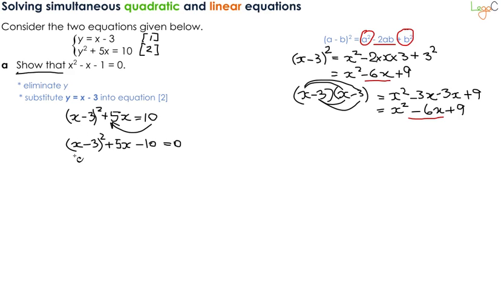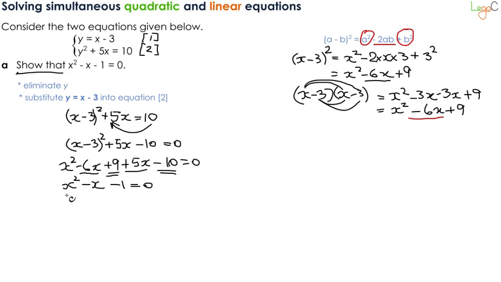And now we are going to substitute x squared minus 6x plus 9 in here. So x squared minus 6x plus 9 plus 5x minus 10 equals 0. Now I'm going to collect like terms. So we have x squared, negative 6x plus 5x is negative x. And then we have positive 9 take 10, which is negative 1, equals 0.